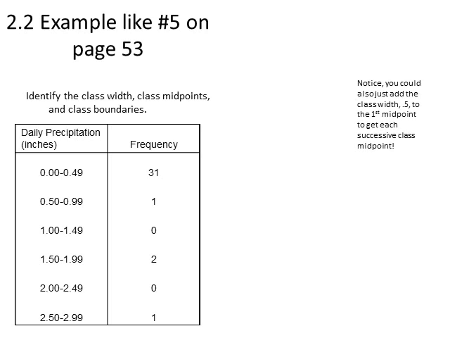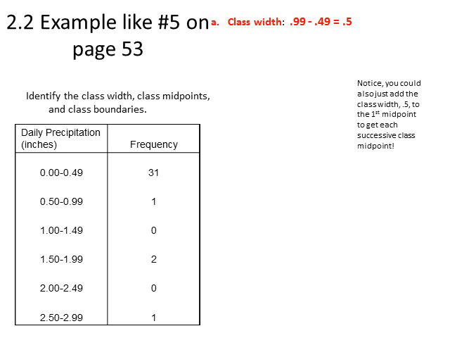This example is like problem 5 on page 53. So this is a really good practice question for what you'll see on your test. Here we have a frequency distribution table showing daily precipitation in inches, and then we have the frequencies, how that was measured, and what we want to do is identify the class width, the class boundaries, and the class midpoints.